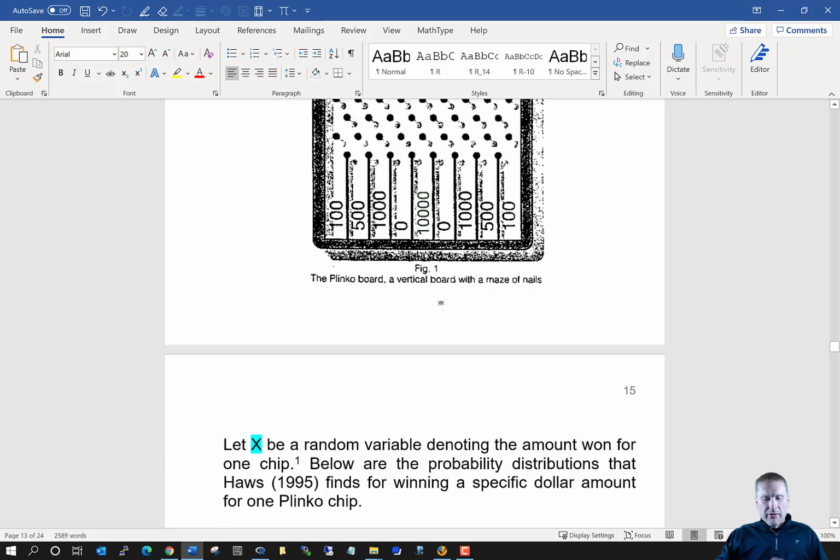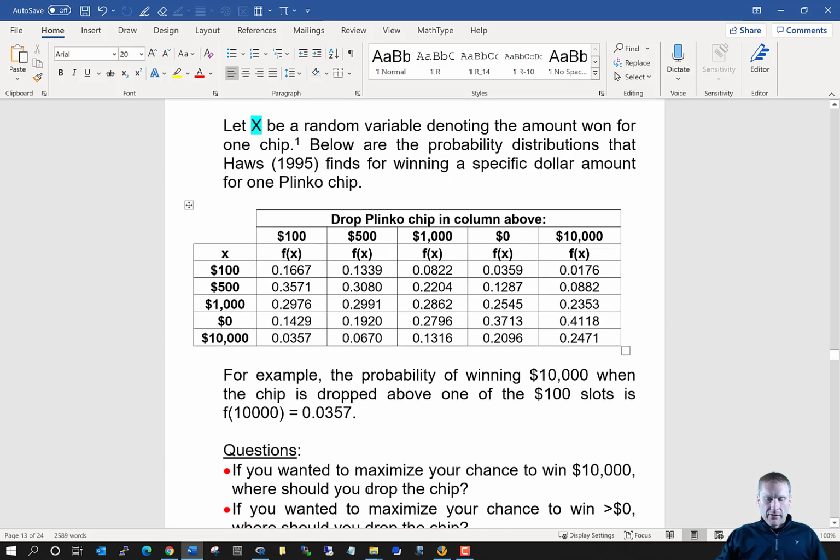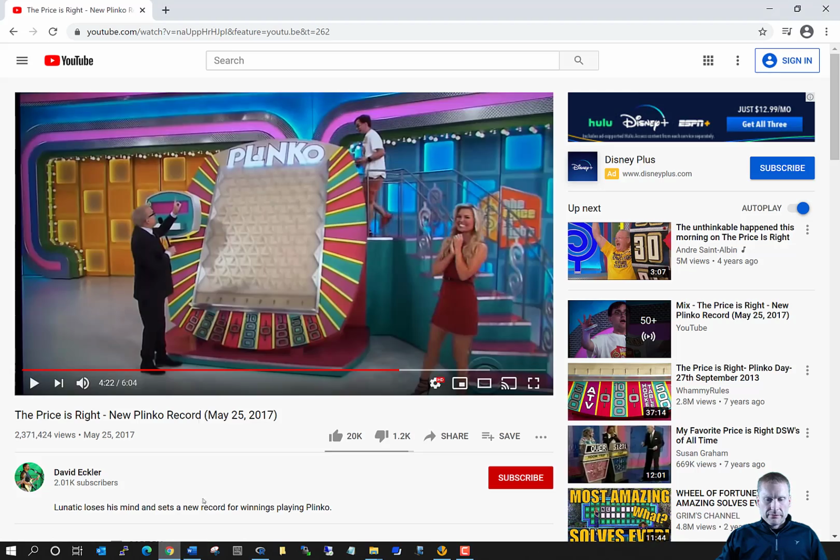So I have a short video to help demonstrate this. Let me get my video out. We're just going to watch this one contestant drop one chip on the board. Watch as this chip is bouncing around, and you'll see what happens at the end in terms of how much money he actually wins.